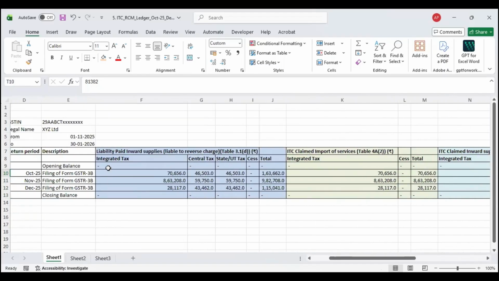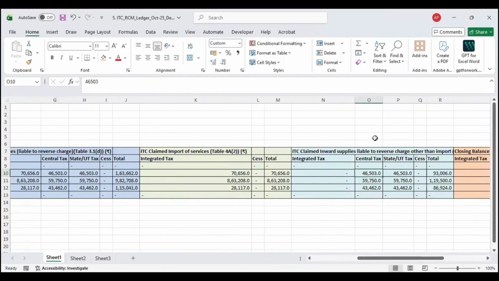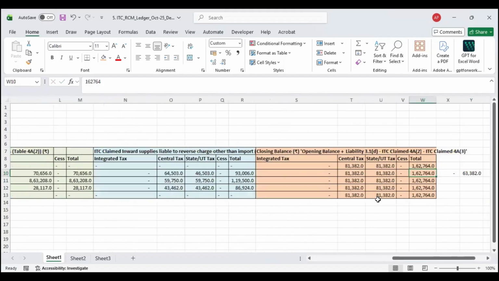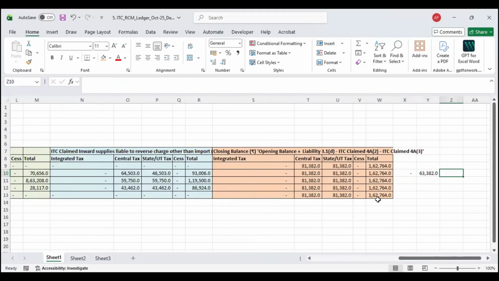Clerical error. Assuming I have a liability and have paid 46,000, while doing data entry here in 4A3, which is ITC claiming in 4A3, instead of 46,000 it is a clerical error. I should type 46,503, but I type 64,503. Let me see what the output is. Expected is 81,000, but actual is 62,000. There's a gap of 18,000.